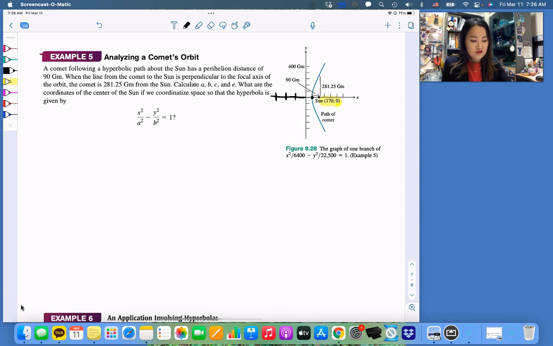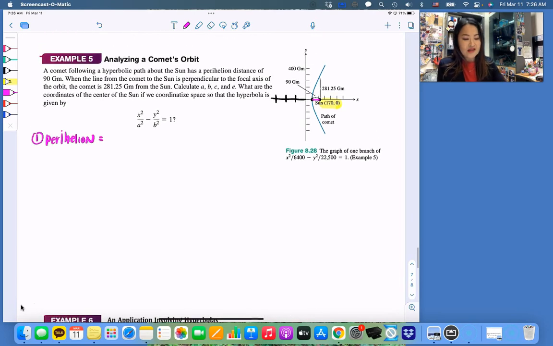This is our vertex, as you can see, and this is our focus point. But we know that this distance here is 90, okay? So perihelion is 90. That means the closest distance from the focus to the sun, right? So you know what we're going to do? We're going to write that fact. Perihelion is the closest place to the sun.